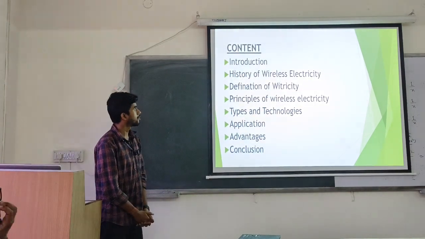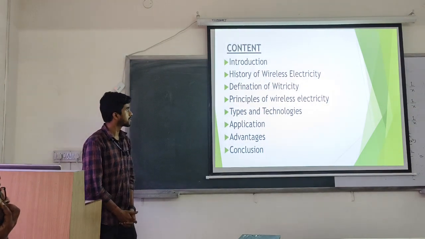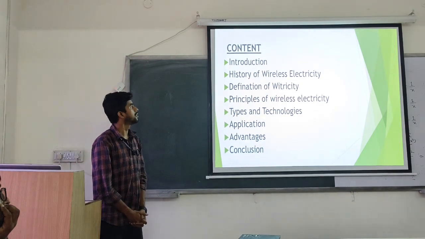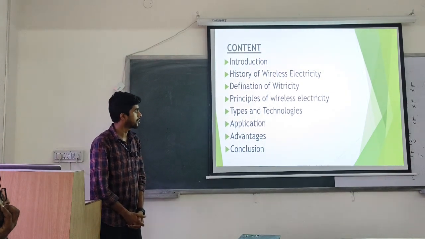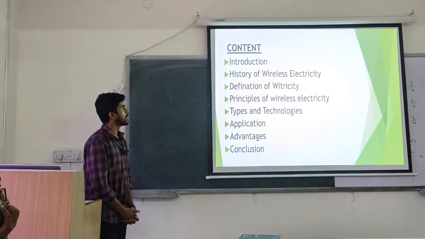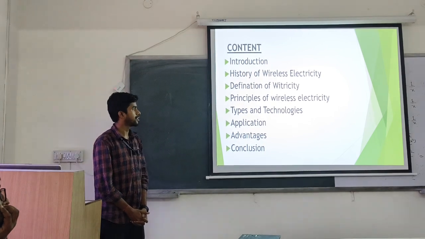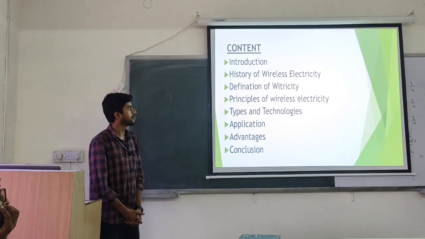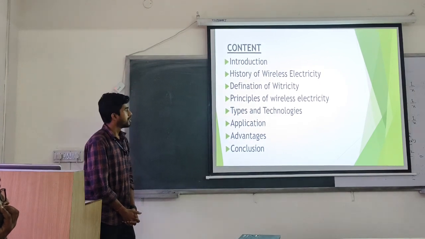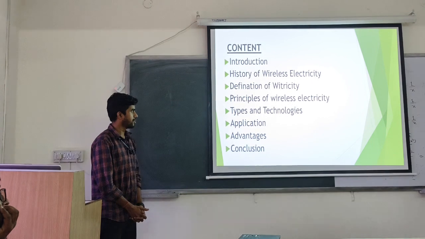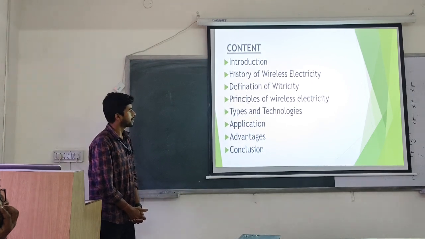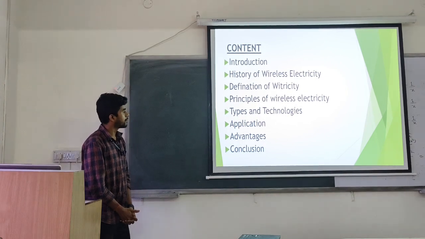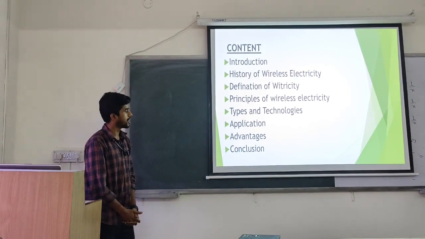Contents. First, I will give an introduction about the topic of wireless electricity. Then I will discuss the history of wireless electricity. Then the definition of wireless electricity. Then the principles of wireless electricity. Then the types and techniques. There are mainly two types of technology: one is linear pond technology and another one is hard pond technology. I will discuss briefly one of these techniques, that is the resonant inductive technique. Then the applications, then the alternatives, and then the conclusion.